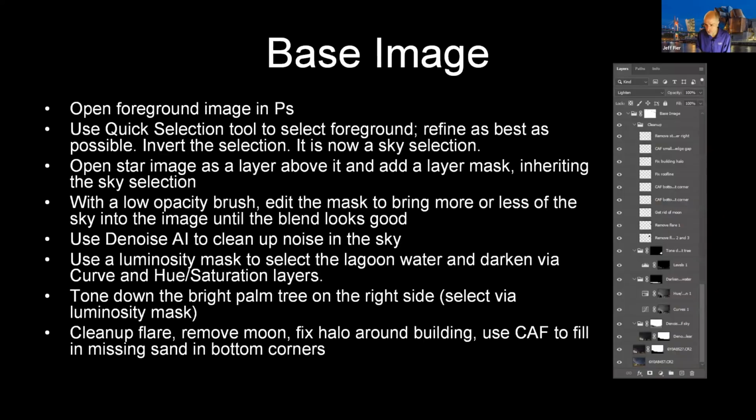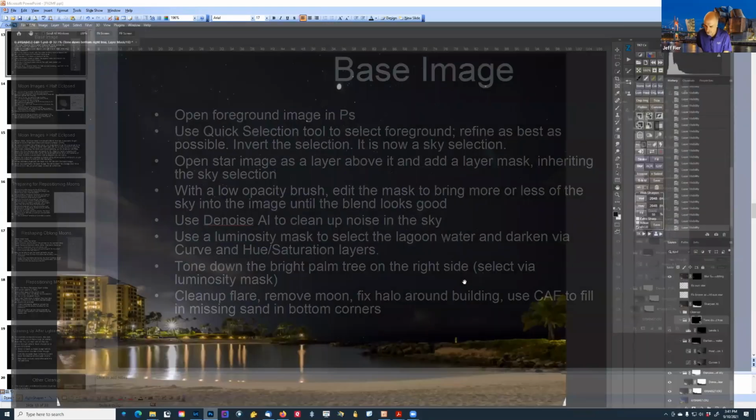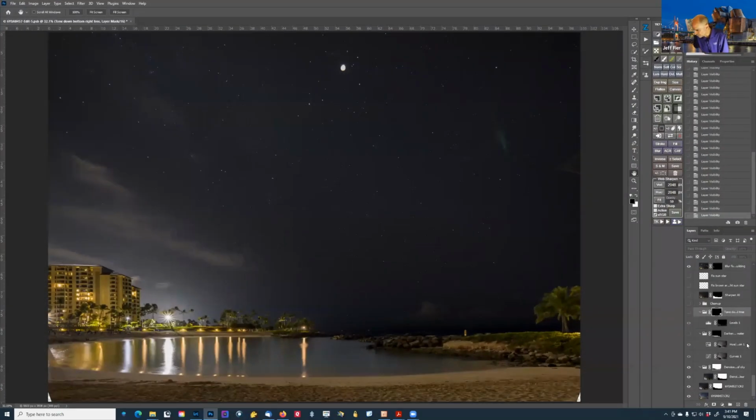Okay, and so this is how I went about doing the foreground image. It's a blending of what I call the base image, that foreground image for the beach, and then the star image for the sky, and then whatever other adjustments I had to make. Let's take a look actually in Photoshop, and you can see things, I think, a little bit better.